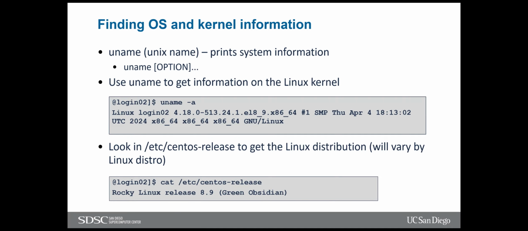We can get some additional information about the Linux distribution by going into /etc/centos-release. We can see that we're running Rocky Linux 8.9.